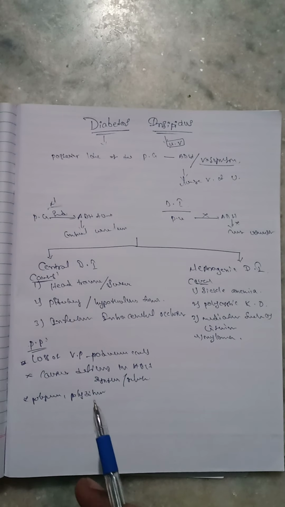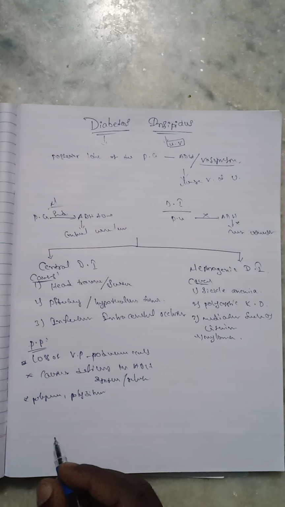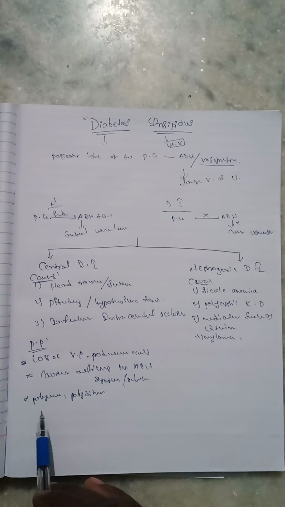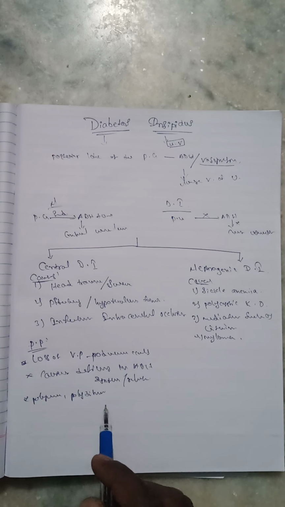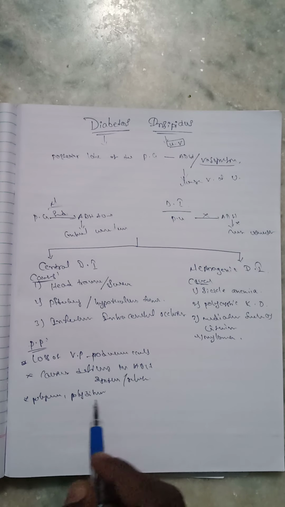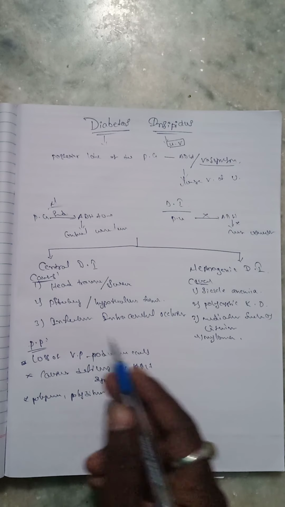And the continuation topic is pathophysiology of the central diabetes insipidus. One is the loss of vasopressin, causing a deficiency of the ADH, and polyuria and polydipsia. These two words we have already discussed in the previous topic. So this is about the pathophysiology of the central diabetes insipidus.